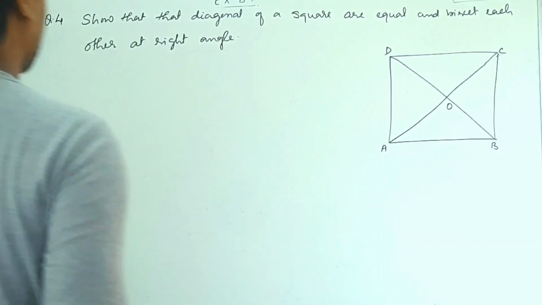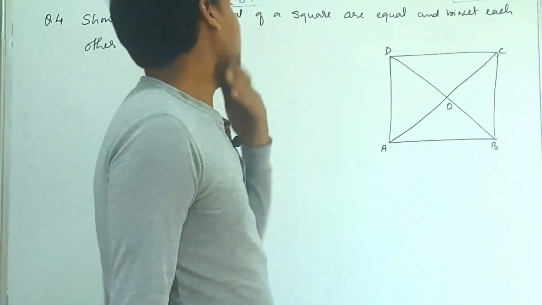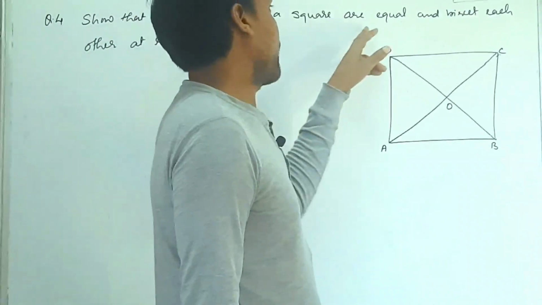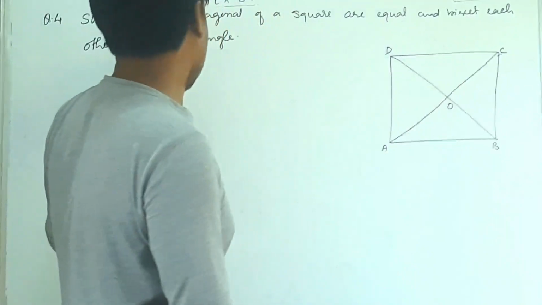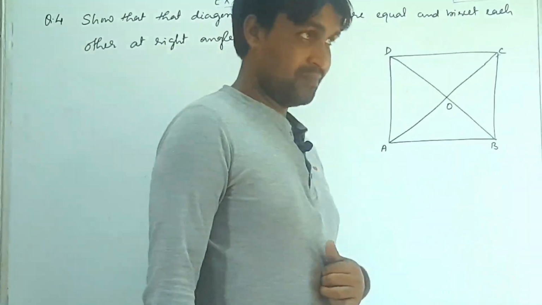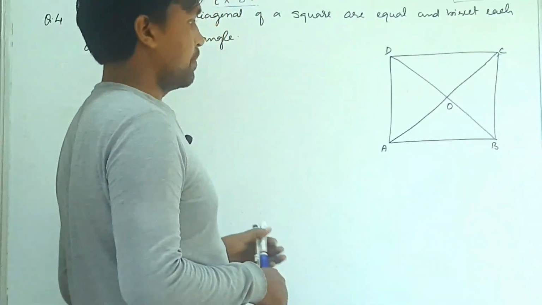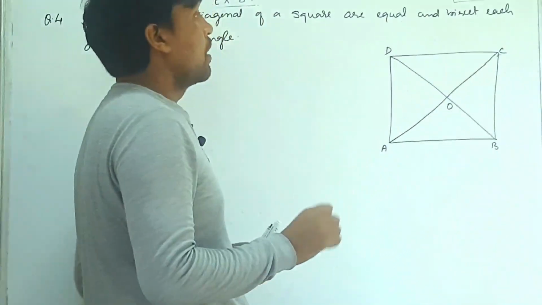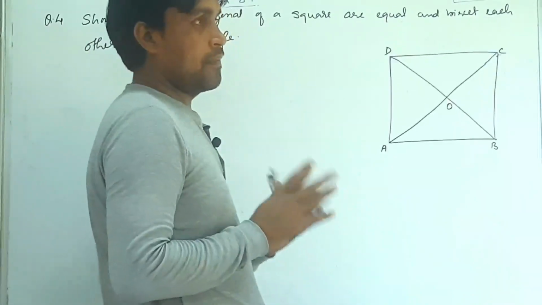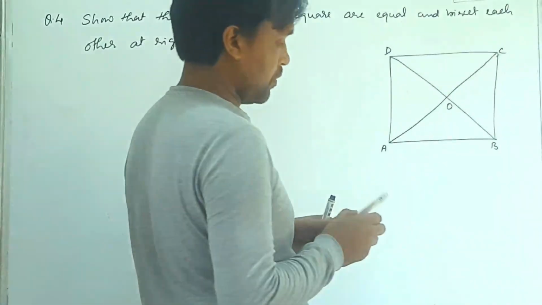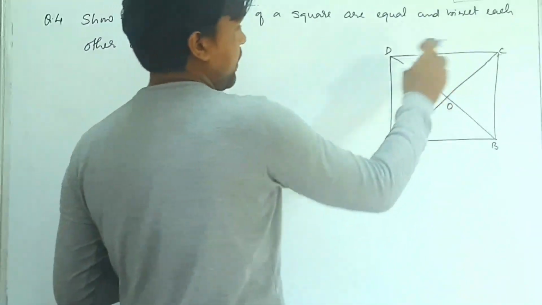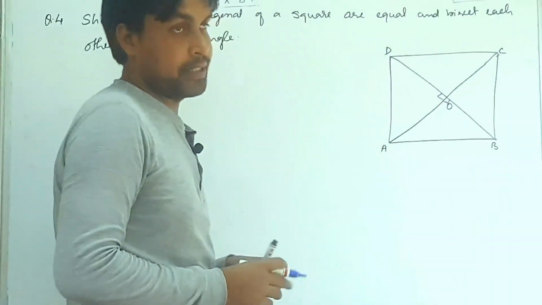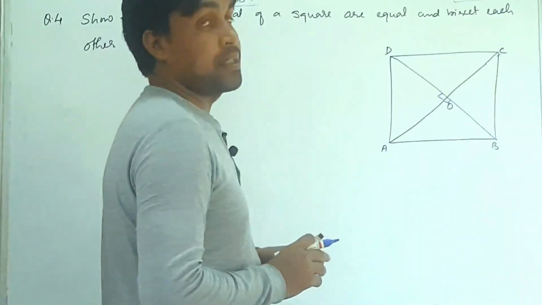Okay dear students, so here we are with question number 4. What does it say? Show that the diagonals of a square are equal and bisect each other at right angle. So we have to prove that AC and BD, the diagonals of a square, are equal. That is the first thing. Second, we have to prove that AC and BD are perpendicular to each other, that means a 90-degree angle. So this is what they are asking us to prove.